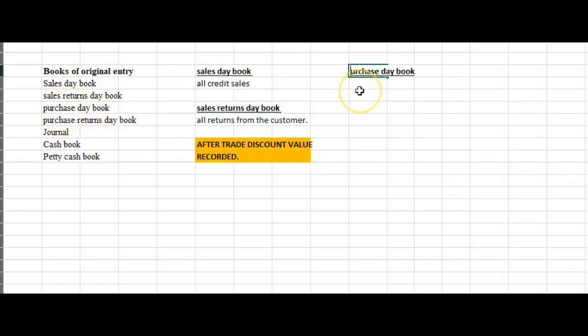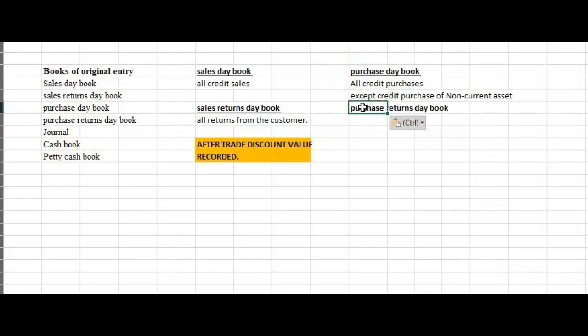The next book is the Purchases Day Book. Once again, we do not record all purchases in this book. The Purchases Day Book records only credit purchases of goods. These are goods that are bought for resale in the normal course of business. If a non-current asset is purchased on credit, it is not recorded in the Purchases Day Book. Instead, it is recorded separately because it is not a purchase of goods for resale.